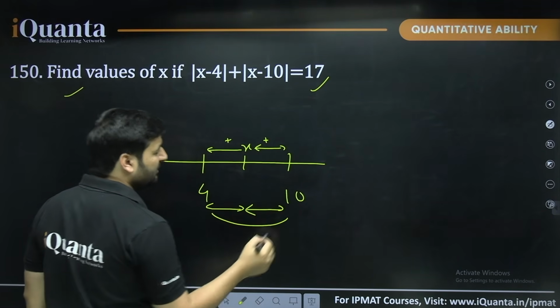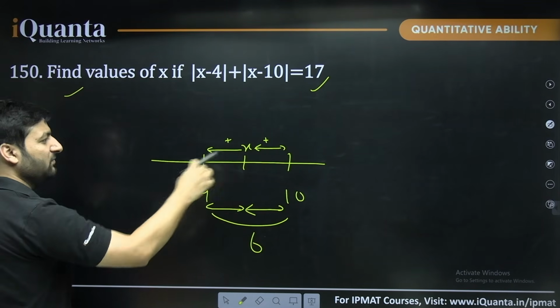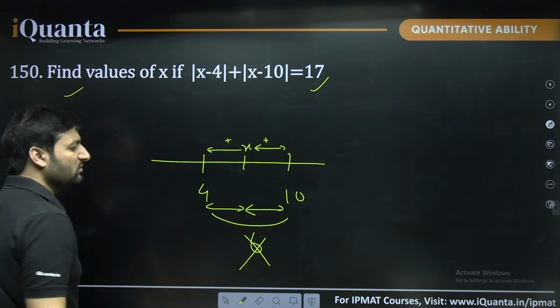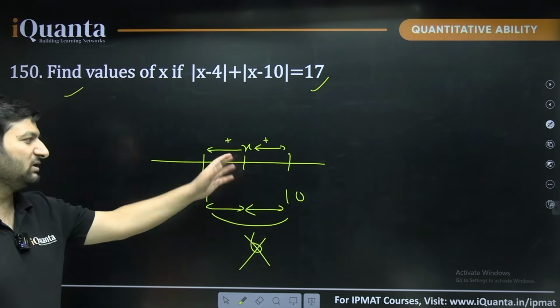The maximum distance that you can have between 4 and 10 will be 6. So, is there any value of x here which can make the total distance equal to 17? No, there is no solution here. The maximum distance between 4 and 10 is 6. So, there will be no such value of x here.